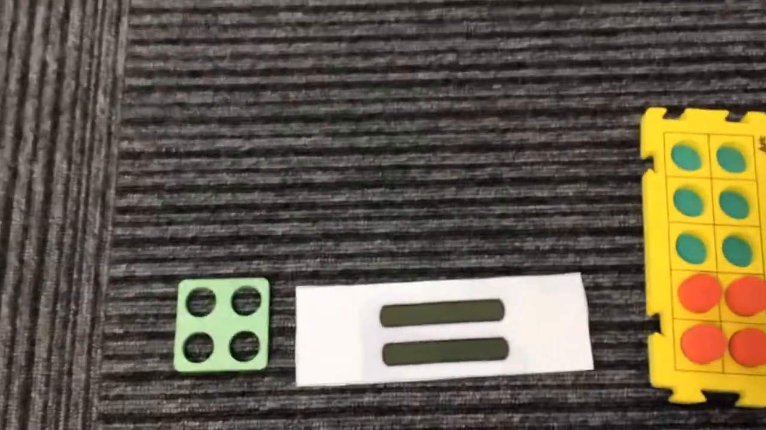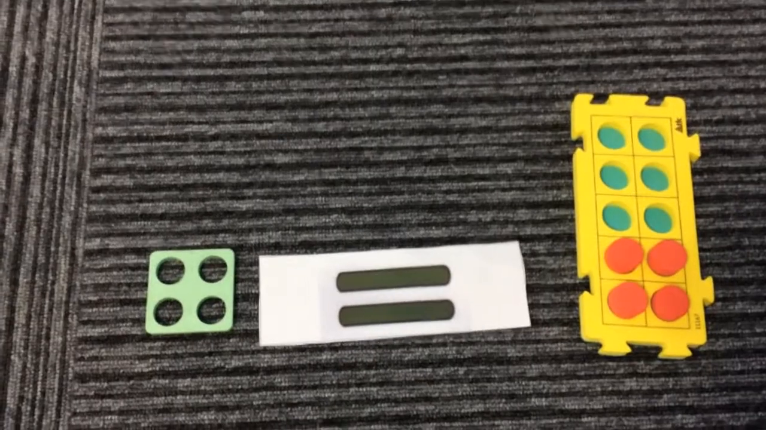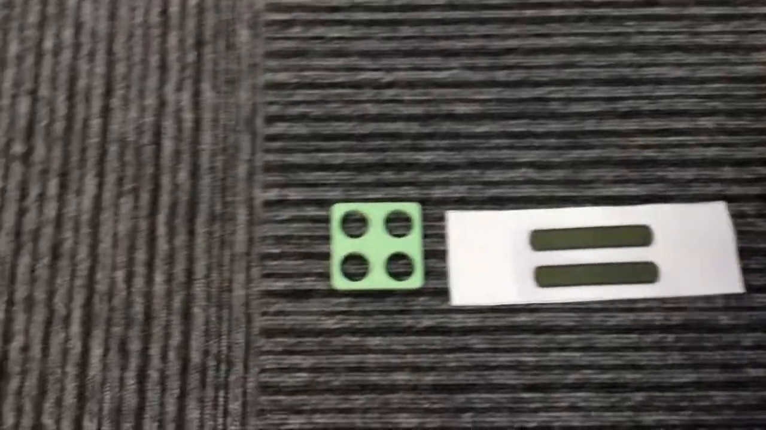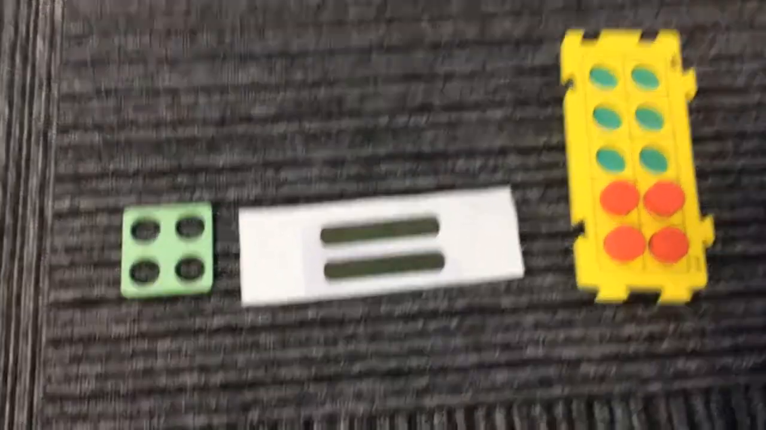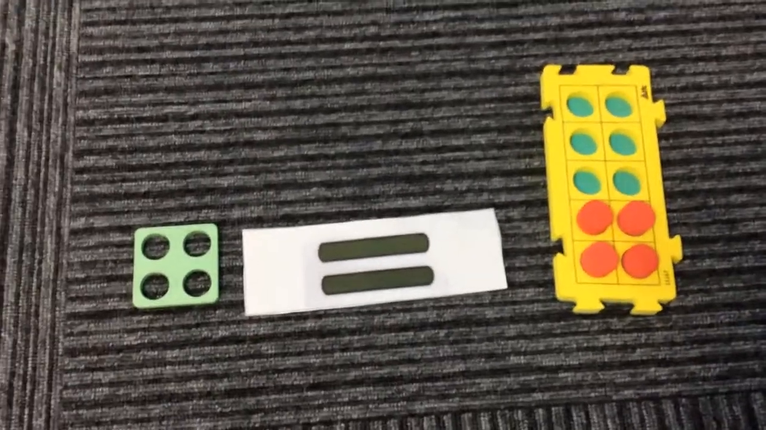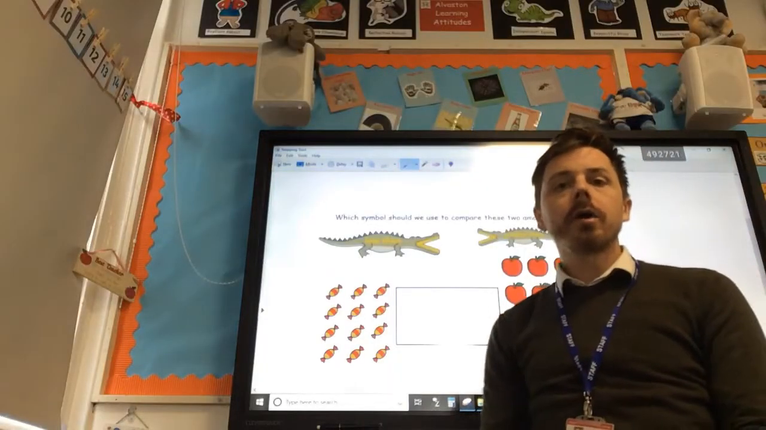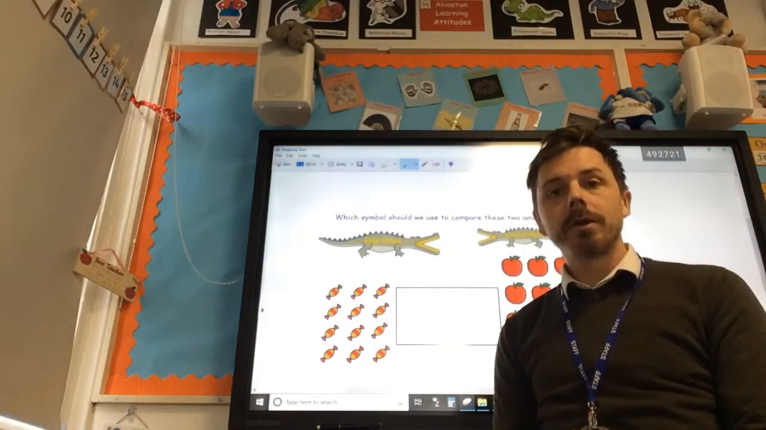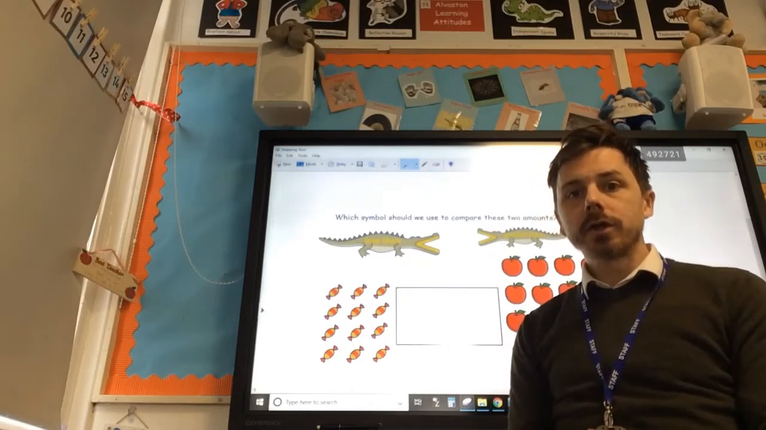So here the equal sign is representing the same as. It's a bit like a balance. So I want to make sure that on both sides of the symbol is the same. And I've done that. We're now going to move on to the pictorial element. So that's when we have pictures of different amounts.